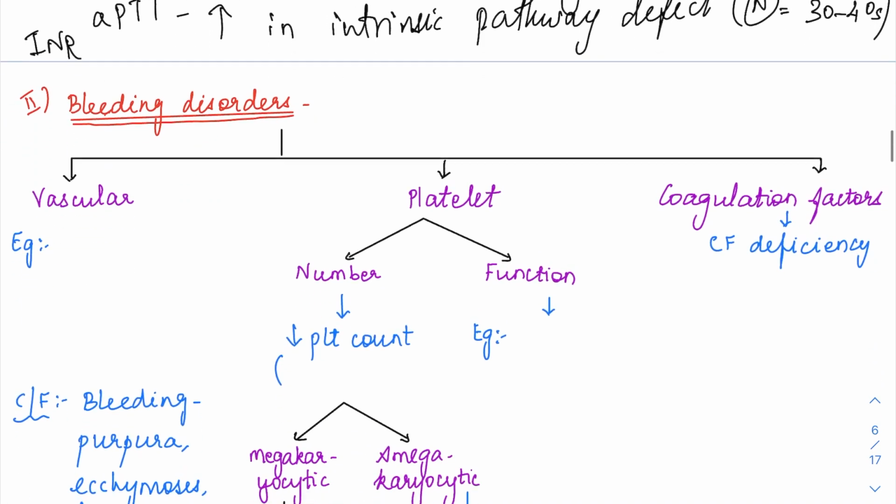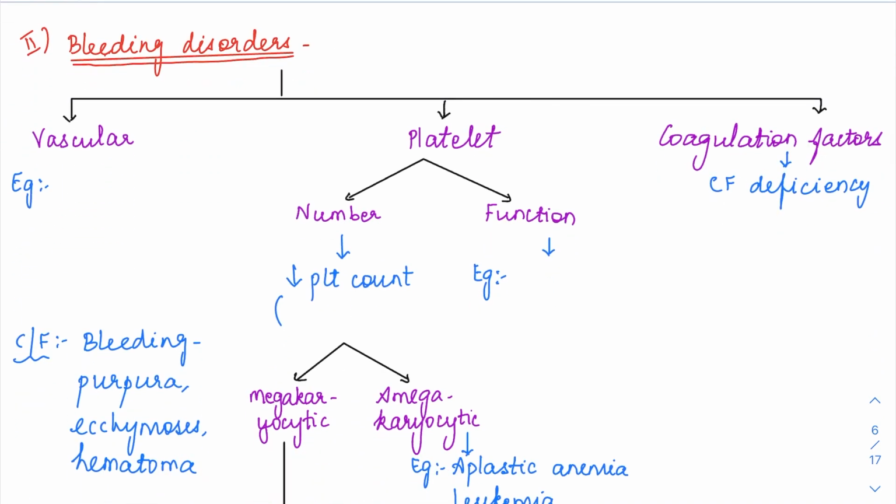So now let's proceed to the bleeding disorders. When will a bleeding disorder occur? Starting from the vessel, the platelet, the primary hemostatic plug, and the secondary fibrin clot, if any of these is defective, then a bleeding disorder is going to manifest. So firstly, we have the vascular disorders.